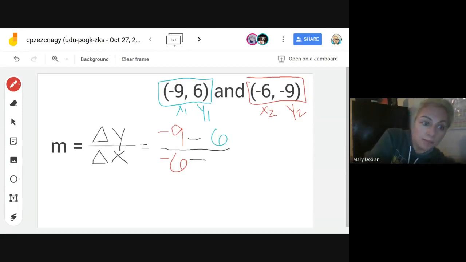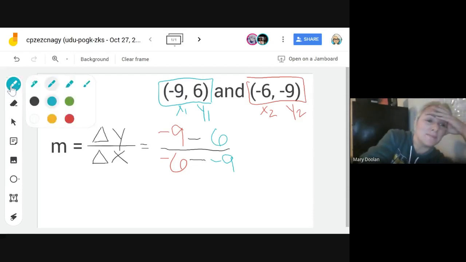And then switching back. Okay, so my 6 I need to keep with -9, and then that's going to go right below it. So notice how the ordered pairs, they're stacked with its little buddy. And now we just have to simplify it, okay?